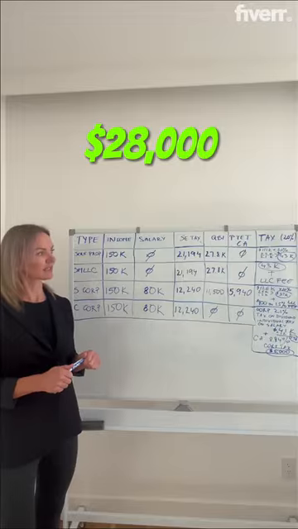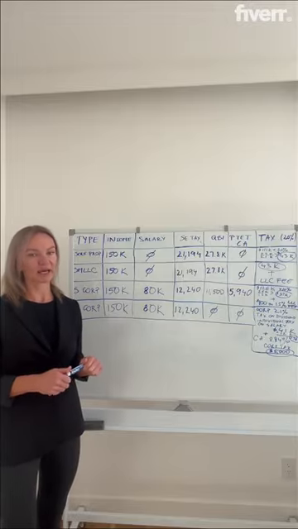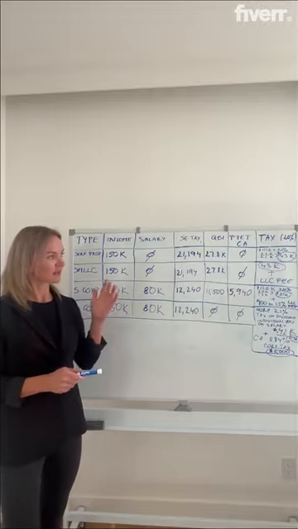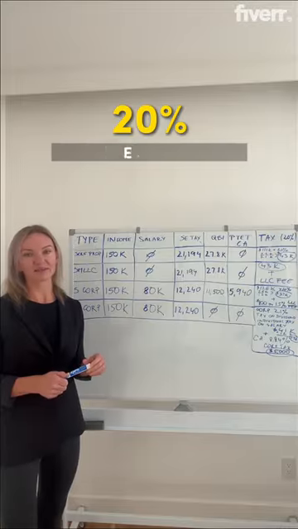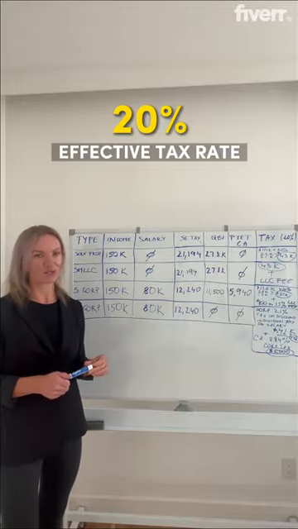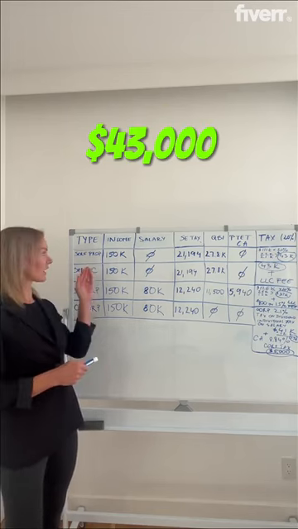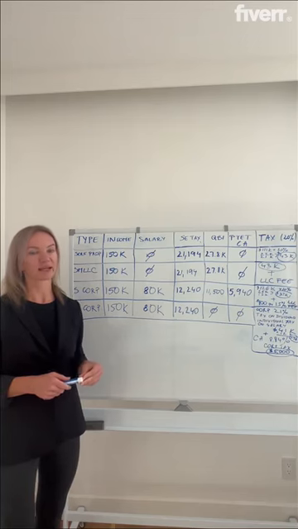So then your net tax that you have to pay is your self-employment tax plus your income tax. I assumed here it's 20% effective tax rate at the federal level. So altogether, you're paying about $43,000 of taxes on $150,000 of net income.